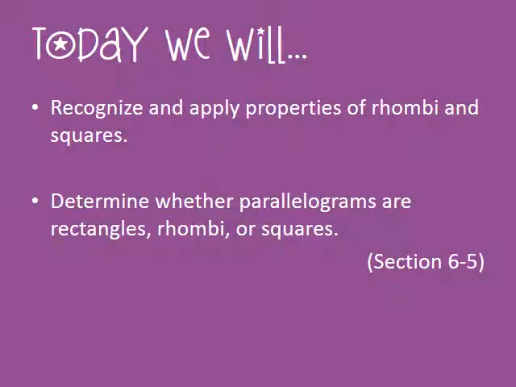Welcome back, guys. Today's lesson is on rhombi and squares. These are the last two of the parallelogram family that we are studying in chapter 6. So in this lesson, what you're going to see is properties of a rhombus and properties of a square. And we will also look at conditions for a rhombus and conditions for a square. How could you prove that a parallelogram is one or both of those things?